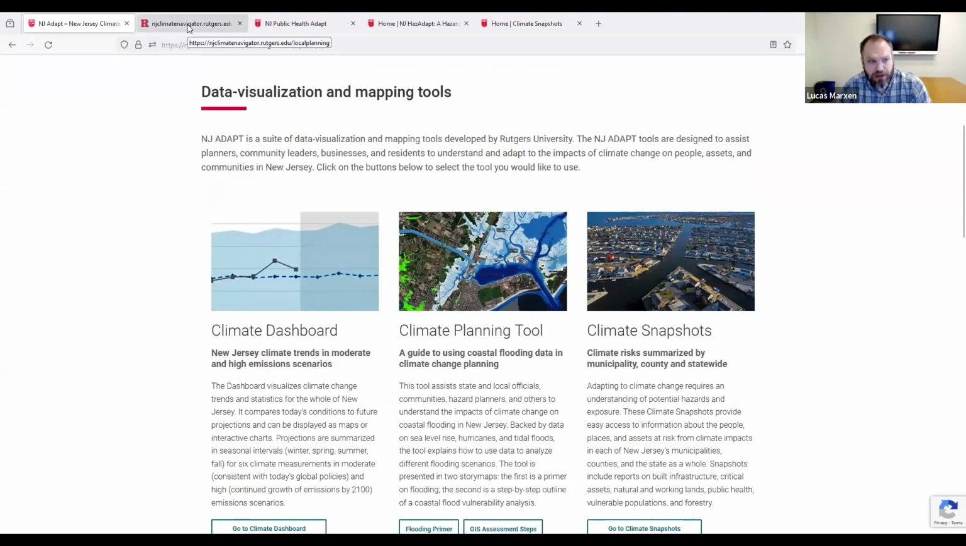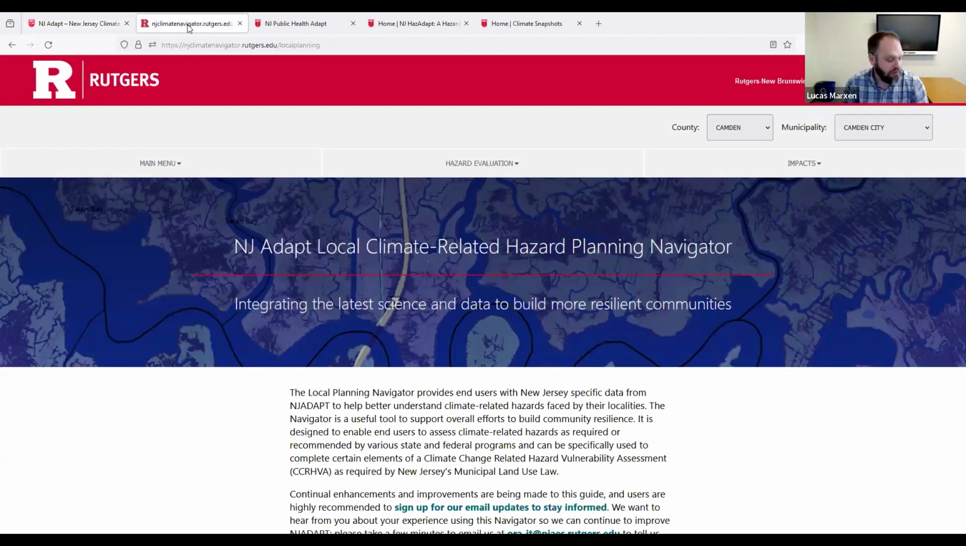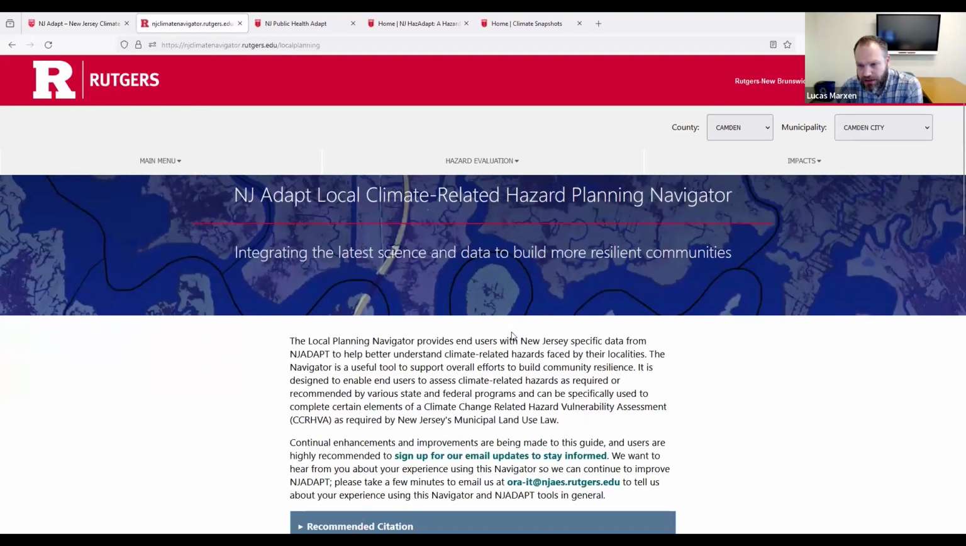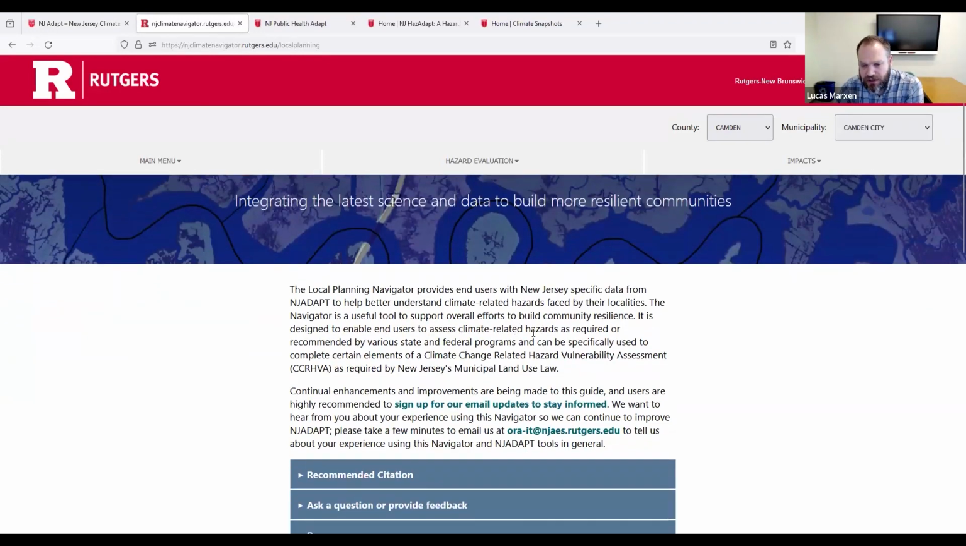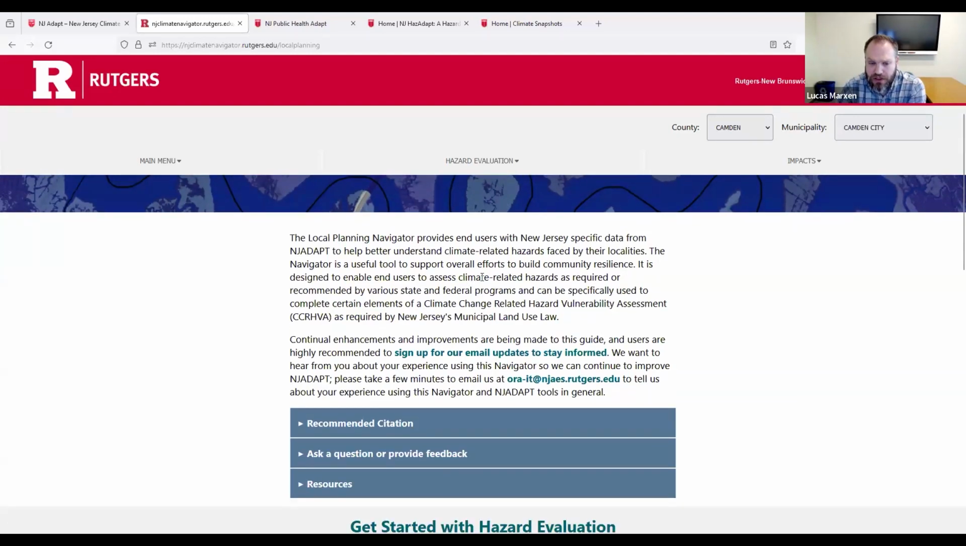So to begin with, I'm going to start with some of the new tools that we will be releasing today. They'll be publicly accessible. The first is what we're calling our local planning navigator. It's basically a climate-related hazard planning navigator for municipalities and counties in New Jersey. It was designed to help municipalities that are trying to be in compliance with the new climate change related hazard vulnerability assessment that's required through the municipal land use law in New Jersey, to be able to more easily access the data we have available through the NJADAPT program to meet those needs.